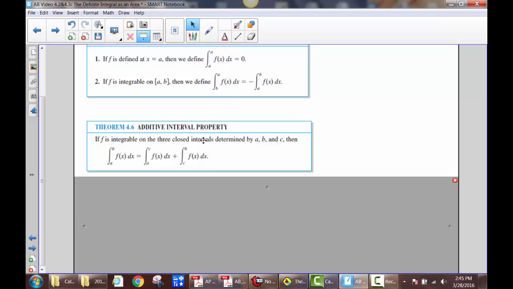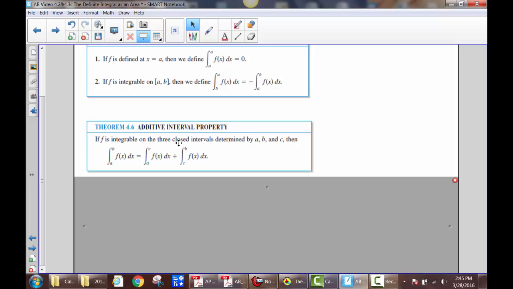Okay, additive interval property. So this is pretty simple. If you switch the order of the limits of integration, you have to stick a negative in front of it. That's algebraically, that's all you need to know. And here all you need to know is no matter what this function is, if the limits of integration are the same, the answer is 0, end of story.